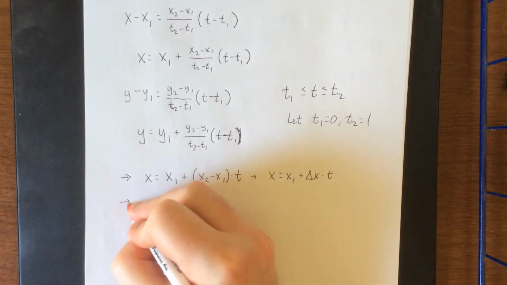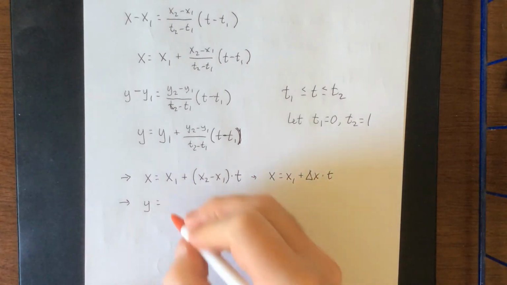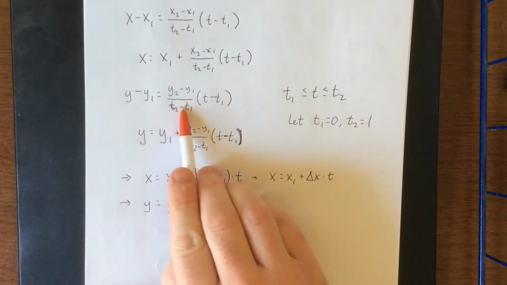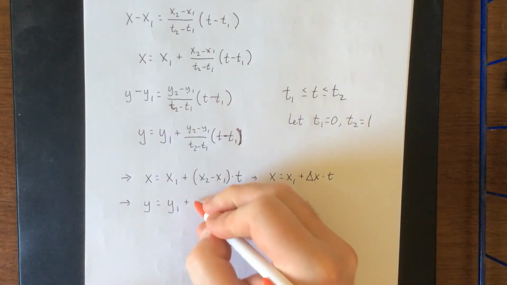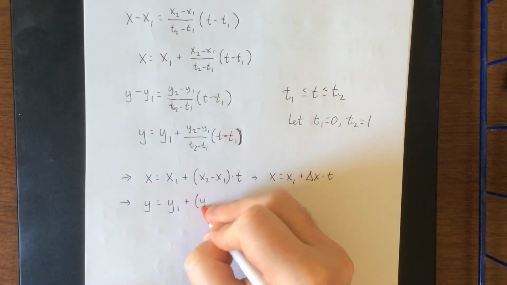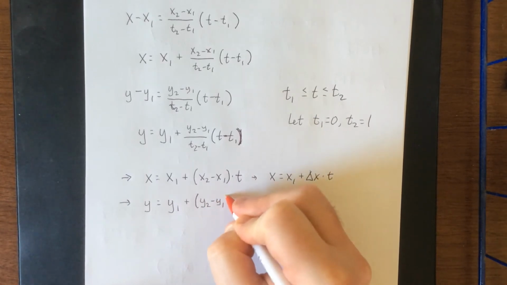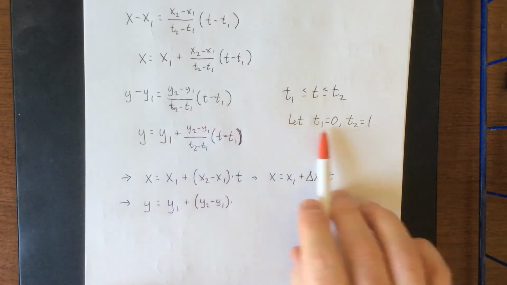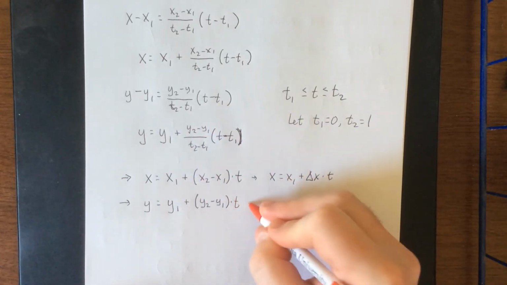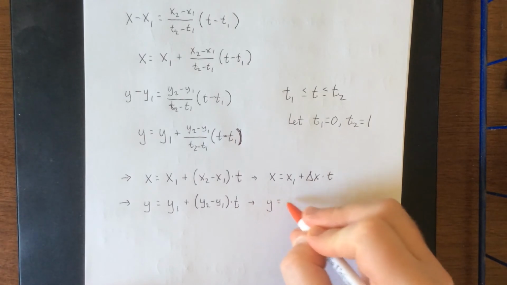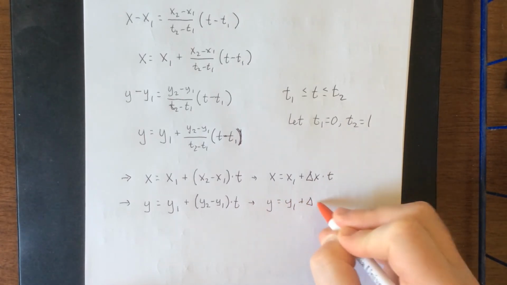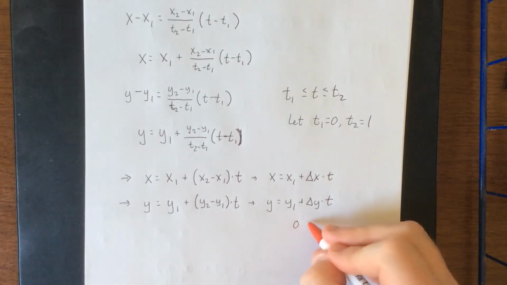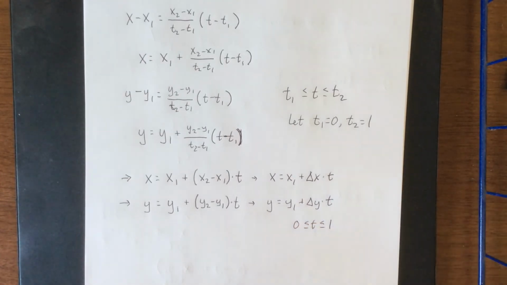If we do the same thing for our y variable, this will be y is equal to y1 plus, same sort of thing here, t2 minus t1 is now 1 minus 0. So y2 minus y1 divided by 1 doesn't have to be written over 1 anymore. Then t minus t1, that's just going to be t minus 0, so times t. Or more commonly, y is equal to y1 plus the change in y times t. And again, this is operating under the assumption that t is going to go from 0 to 1.